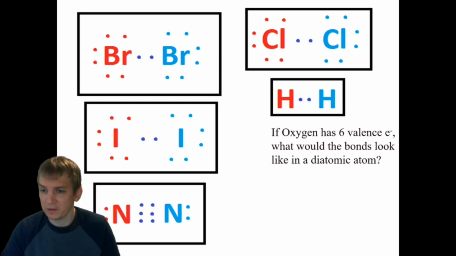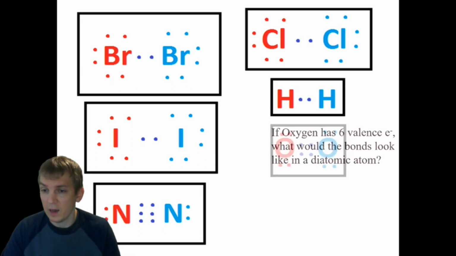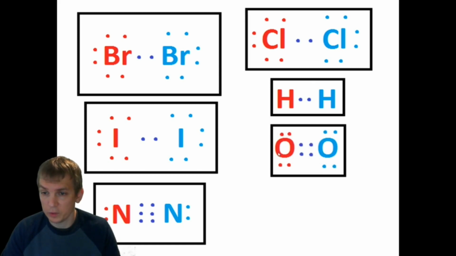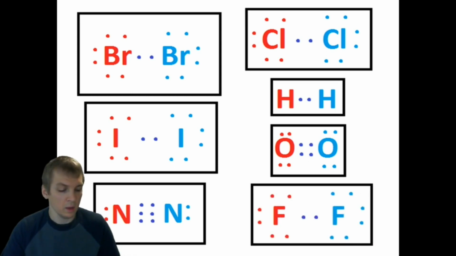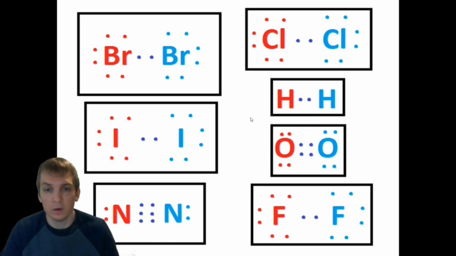Oxygen has 6 valence electrons, so what would that look like? Well, we have 1, 2, 3, 4, 5, 6 for this oxygen, and then another 6 for this oxygen, but they're both willing to share 2. So now this oxygen has access to 8, and this oxygen has access to 8. And finally, fluorine does the same thing we see with the other halogens, where they are both willing to share 1, and they form a bond.